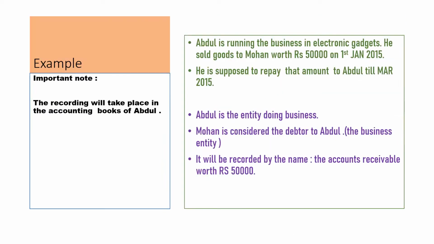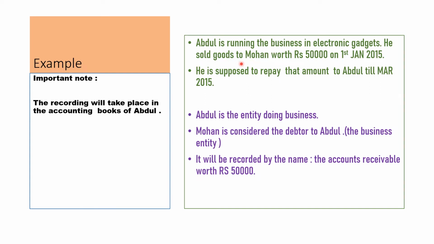How is it? Now see, if we just understand the example of debtors, Abdul is running a business in electronic gadgets. He sold goods to Mohan worth rupees 50,000 on 1st January 2015. Mohan is supposed to repay that amount to Abdul by March 2015. That means it is clear to you that Abdul is the person doing the business. He is the business entity, and he is representing the business entity. In the books of Abdul, we are maintaining the records, and we have to think from Abdul's point of view about what Abdul is doing.